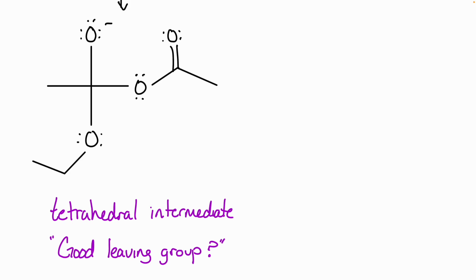Yes. So I've got a whole bunch of oxygens. Let's label these A, B, and C. Which one is going to be my good leaving group here? B. And why is it B? Why is B different than C, for example?